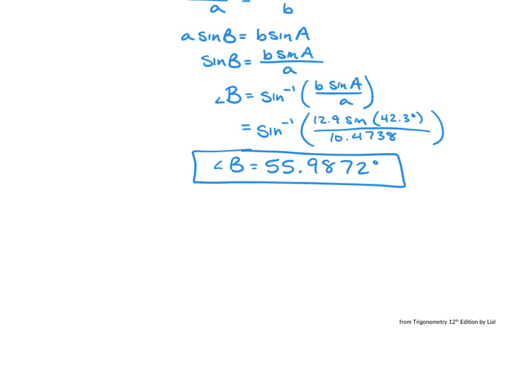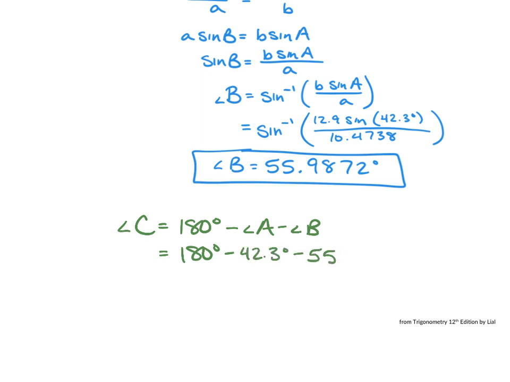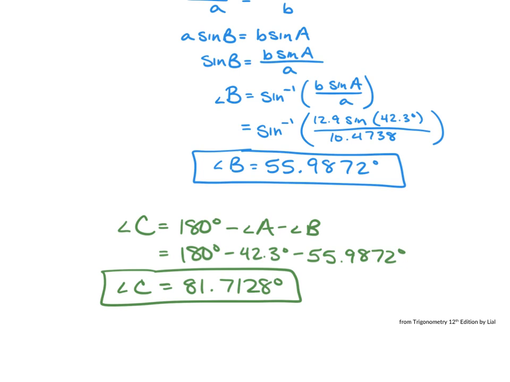That's so much work. We can find angle C by doing 180 degrees minus angle A minus angle B, which we have the values of on our paper. Angle A is 42.3 degrees, and angle B we just found to be 55.9872 degrees. We calculate, and that's 81.7128 degrees. And voila, we found all of the information we need for this triangle.